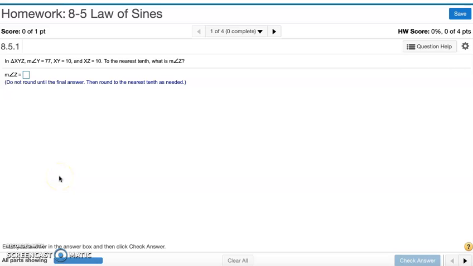8.5 Law of Sines. Number 1. In triangle XYZ, the measure of angle Y equals 77, XY is 10, and XZ is 10. To the nearest tenth, what is the measure of angle Z? So let's take a closer look at it.